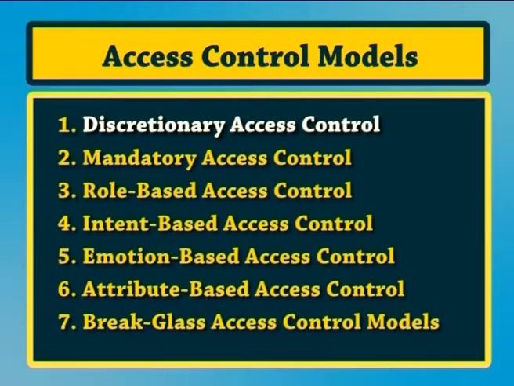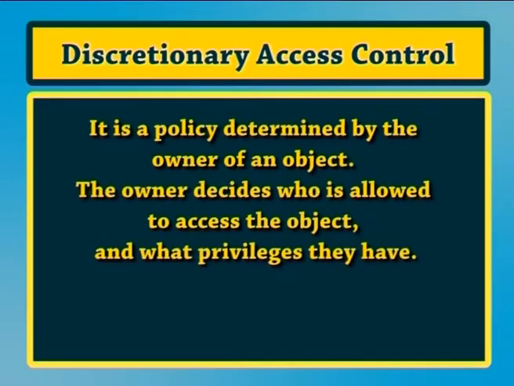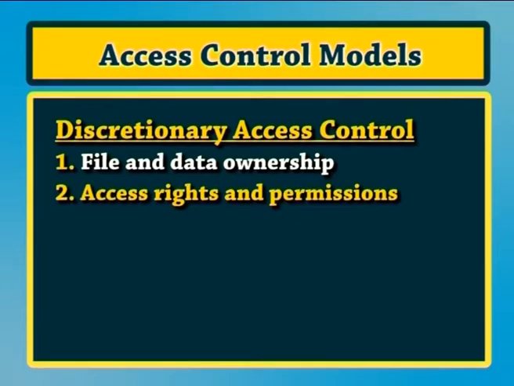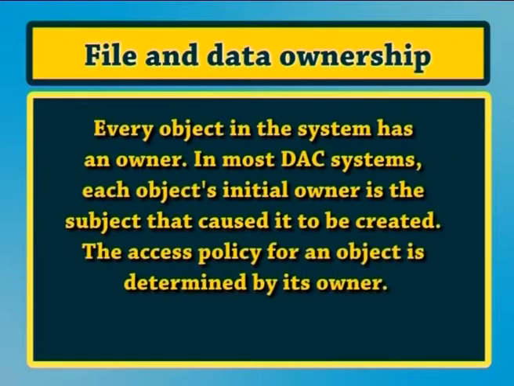Number 1, discretionary access control. In discretionary access control, a policy is determined by the owner of an object. The owner decides who is allowed to access the object and what privileges they have. Two important concepts of DAC are: number 1, file and data ownership. Every object in the system has an owner. In most DAC systems, each object's initial owner is the subject that caused it to be created. The access policy for an object is determined by its owner.